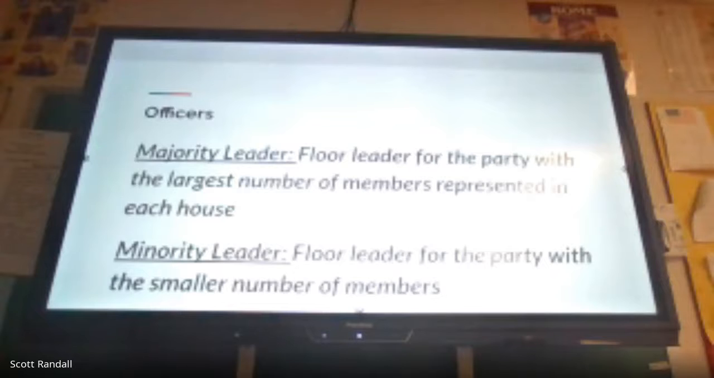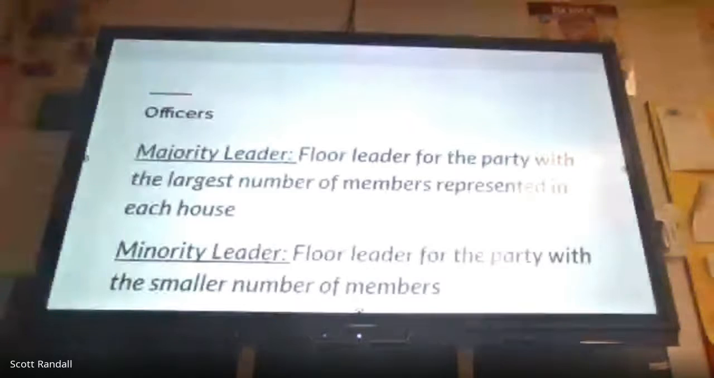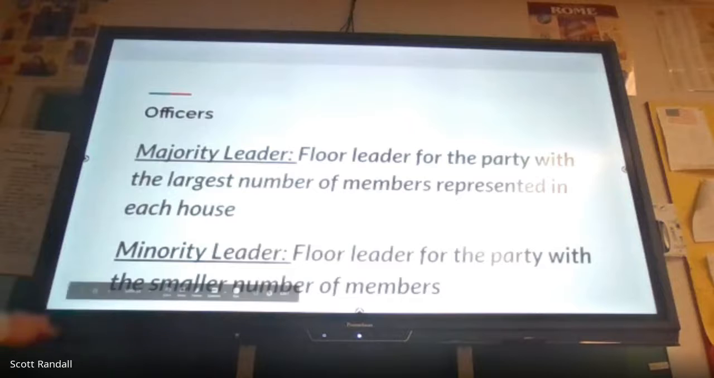Majority leader is usually basically the member of the largest party. So you have a majority leader in the House of Representatives and you have a majority leader in the Senate. In most cases, the majority leader in the Senate has a little bit more influence, because within the House of Representatives you have the speaker. The minority leader is from the party, obviously, that has the fewer numbers. Let's see, I can't remember who.